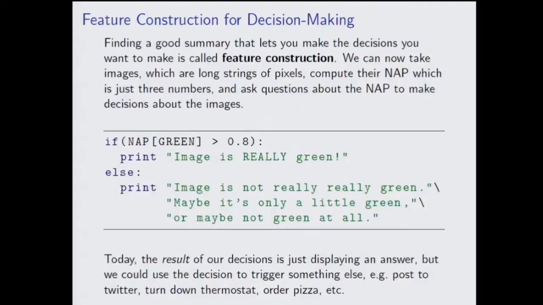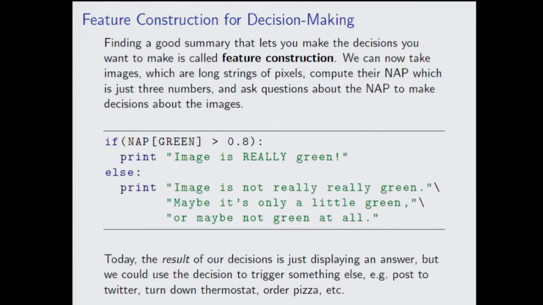And once we have the nap values, we're going to be able to write if statements just like we saw at the beginning. So I can ask, if the green value of the nap of an image is 0.8, then that tells me that the image is really, really green. And maybe that's a useful decision to help somebody decide if they've taken a picture of forest or desert. You could imagine trying to map how much of a region is desert and how much is forest. This kind of question would be relevant to that. Okay?